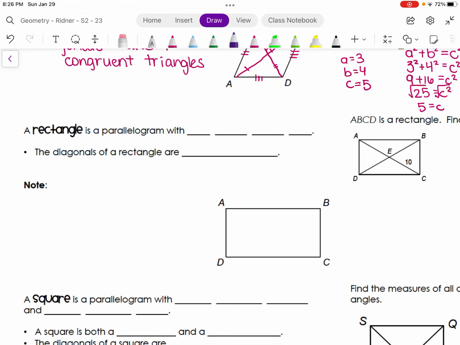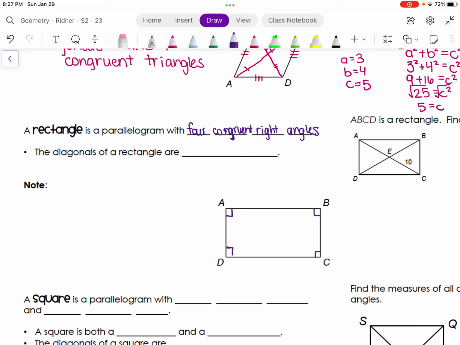All right, video number 2. What is a rectangle? A rectangle is a parallelogram with 4 congruent right angles. So if all 4 of my corners here are right angles, then it's definitely a rectangle. Could also be a square, but we're not there yet. But it is definitely a rectangle.